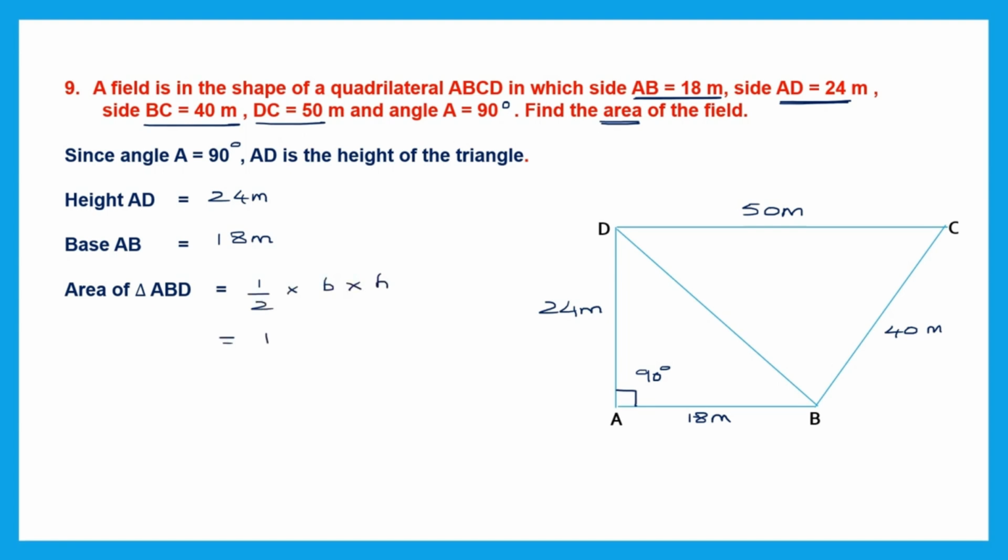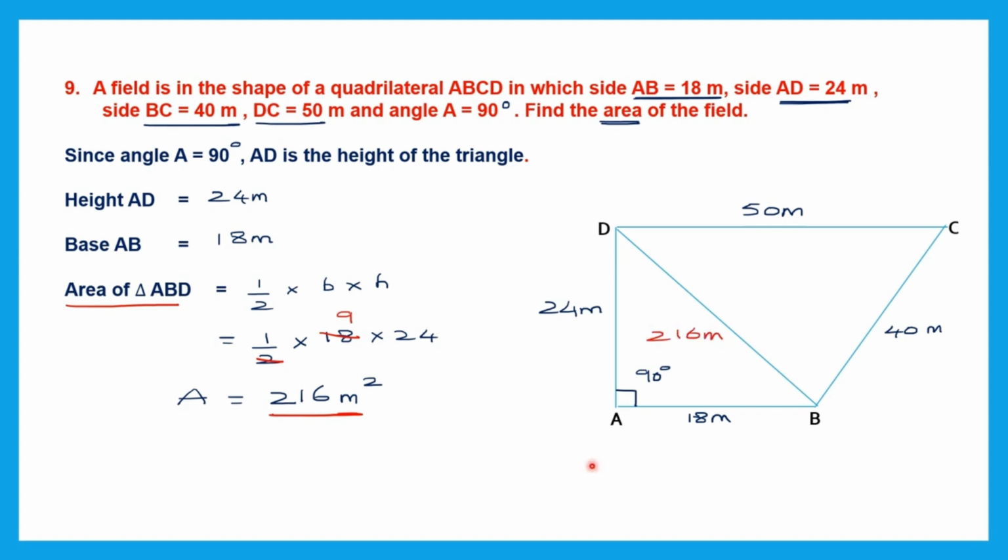So now let's find that. So 1 by 2 into the base. Base is 18 meters. Height is 24 meters. So now let's cancel. 2 9s are 18. Now we have to multiply 9 into 24. And that is equal to 216. Since we have found the area of this triangle ABD, this is 216 meter square because everything is in meters. So 216 meters square. So we have only found one area, that is area of triangle ABD.